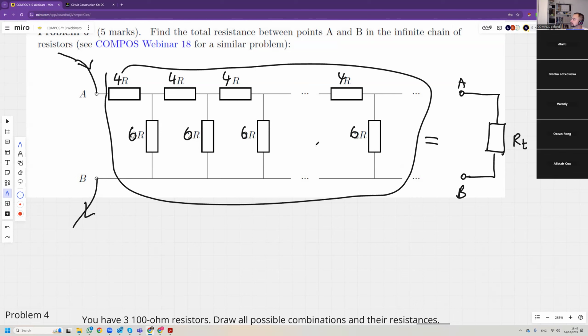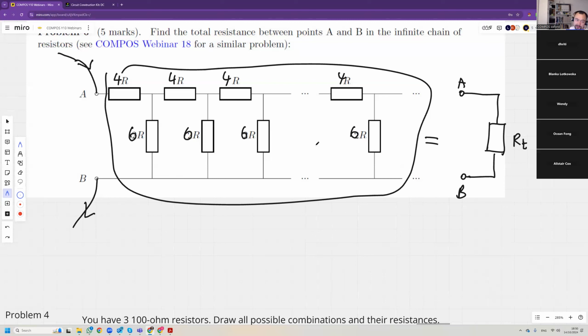Okay? I hope everyone's on board. That's what it means to find the total resistance: if we were to replace the whole thing with just one, what would that one be? Okay, that's step one of doing this problem.